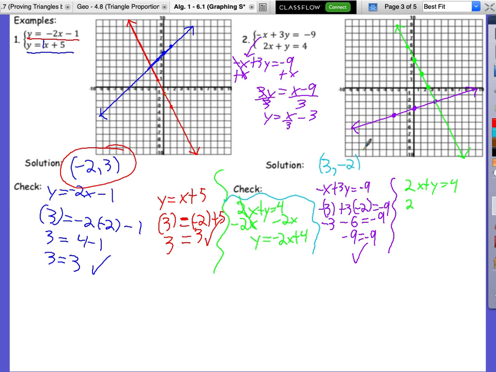We have 2 times, what's our x here? Plus our y is -2 equals 4. What's 2 times 3? 6 plus a -2 is equal to 4. So what's 6 plus a -2 or 6 minus 2? 4. Does 4 equal 4? Yeah. Awesome. Our solution works. You checked it, it's good.